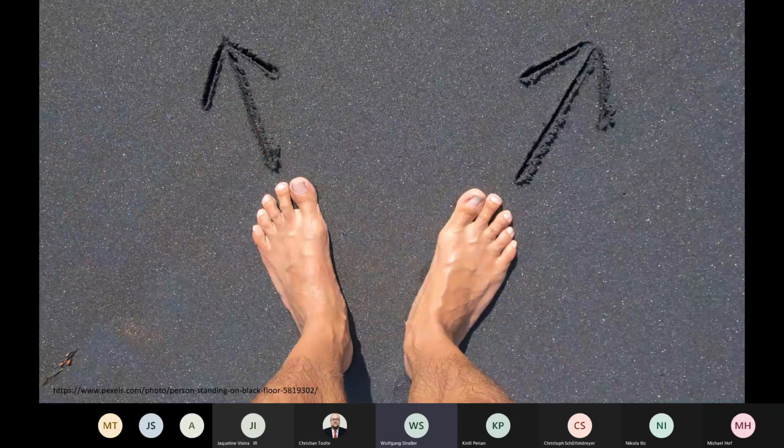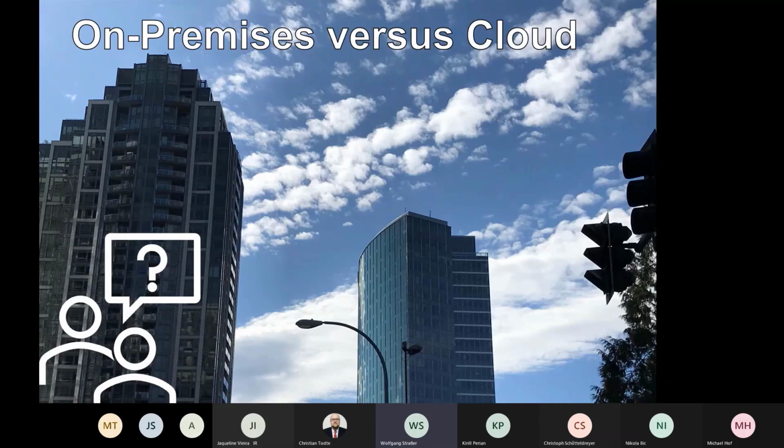Either go left path or the right path, turn around, jump, sit down, whatever. Many different options. And one of those starting questions is, should we go on premises or stay on premises? Or should we move and think about a cloud-based analytics environment?